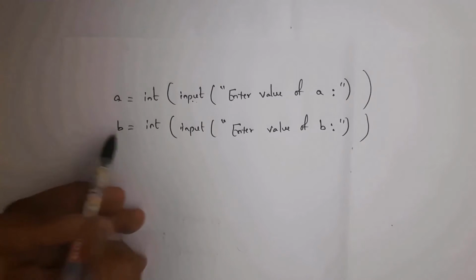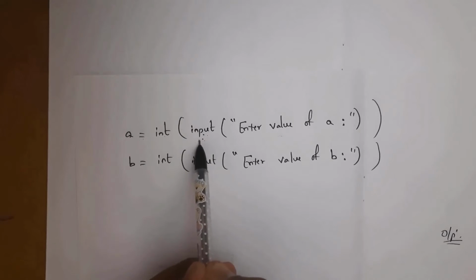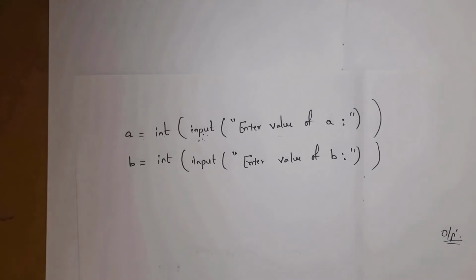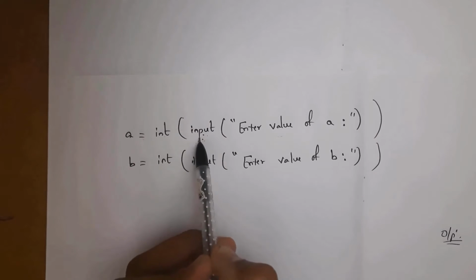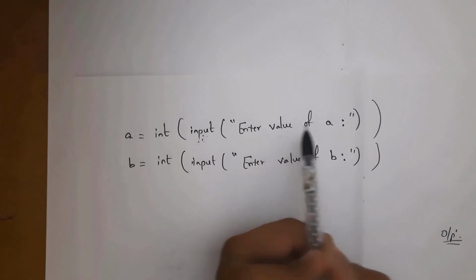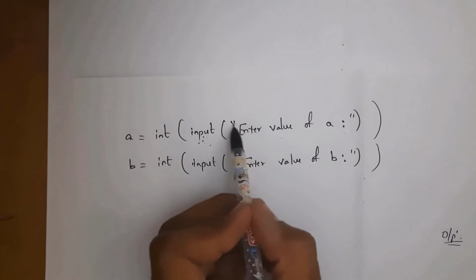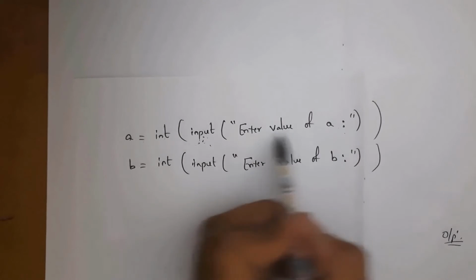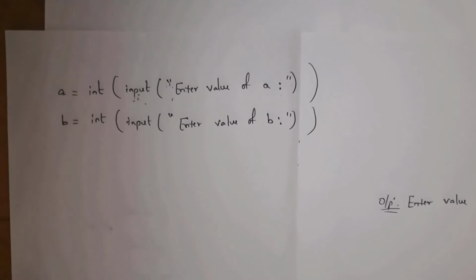Here I took two variables, a and b. Here I took the input function because I want to enter input after executing the program. So by using the input function, we can enter input after executing the program. Inside this input function, I wrote the text, that is, enter value of a. As we know, we need to give double quotations for a string. So I took this string in double quotations. And here I gave the data type as int.